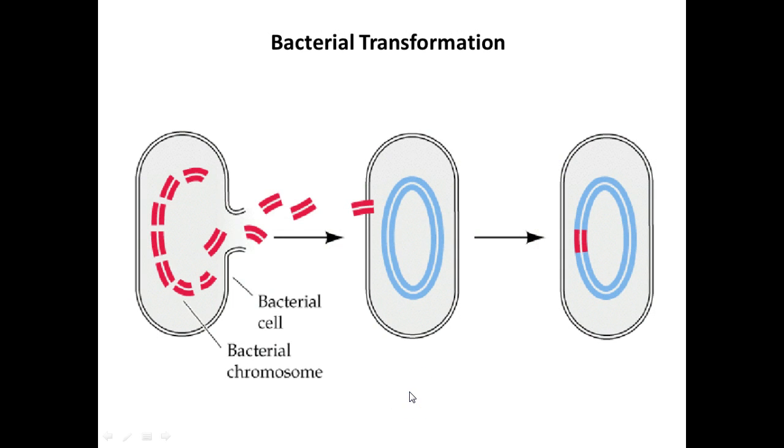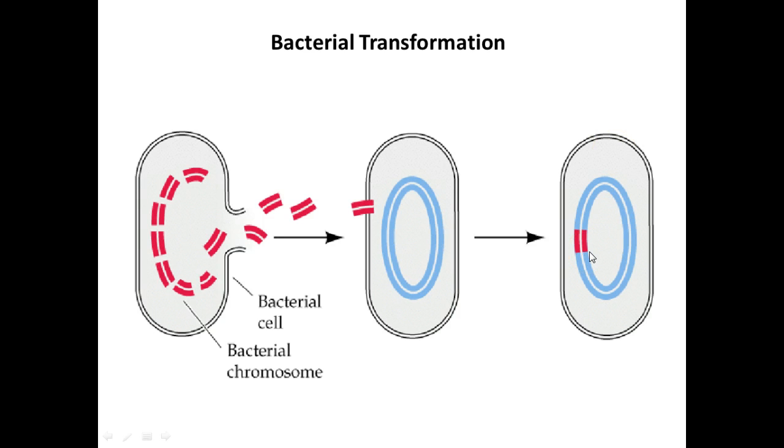So what is transformation? This is where you have DNA, and typically this happens in the environment. You'll have a bacteria that dies. Its DNA becomes part of the environment. It can be taken up by a living cell and incorporated into its DNA.